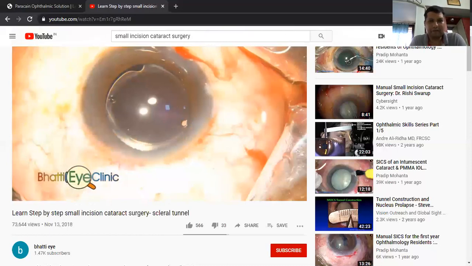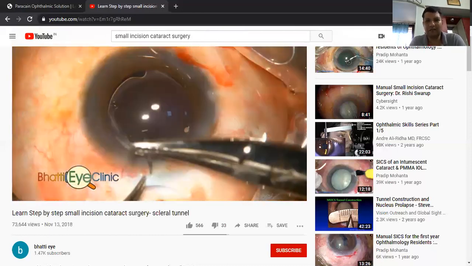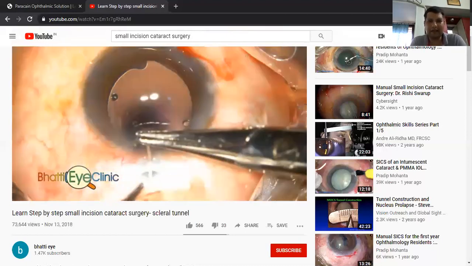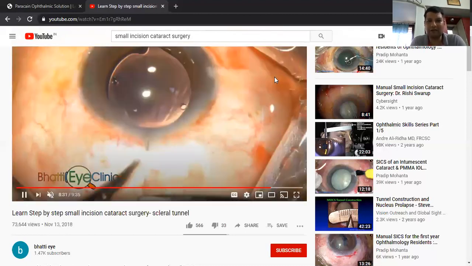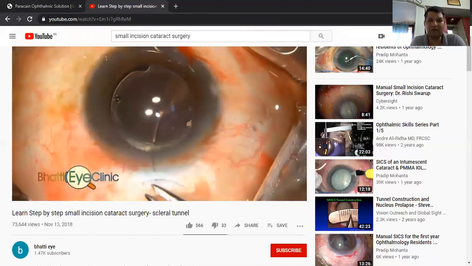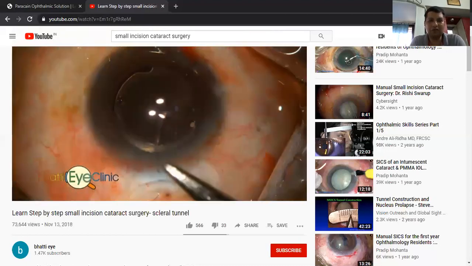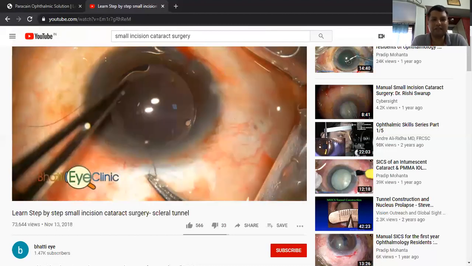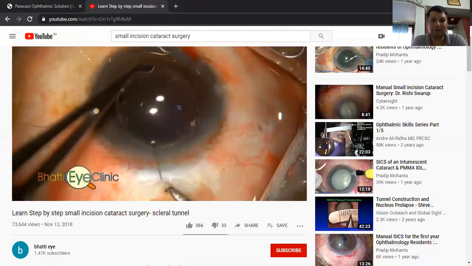Once we have done that, then we just check the patency of our incision by using air or saline, and we have to press inferiorly to see whether the anterior chamber remains formed or not. If we feel that it is not getting formed, then we can use a suture to close the wound. But usually suture is not required in small incision surgery because the incision is self-sealing because of the tunnel. So this tunnel is very important.